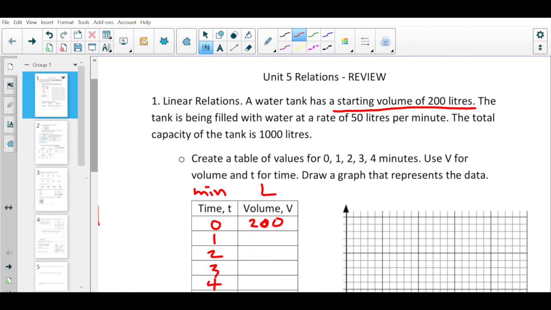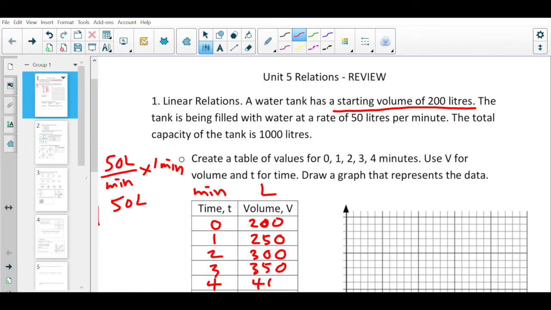How many liters are being added every minute? So we said the fill rate is 50 liters per minute. In 1 minute, we are filling 50 liters. So every minute we're filling 50 liters. So 200 plus 50 is 250. In another minute, we're filling another 50 liters. So that's 300, 350, and so on. So you can see the linear pattern developing already.